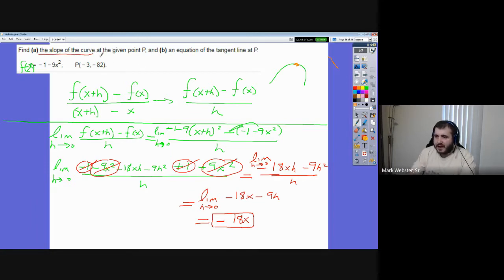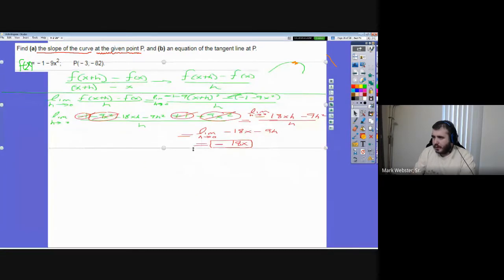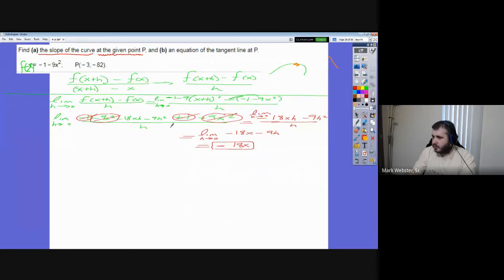But now we want to find it at the given point P. So, okay, well, I found the slope everywhere. Now let's find what it is specifically here. We're going to call this the general slope. Or, you can call it whatever you want. I'm just giving it a name so it has a name.